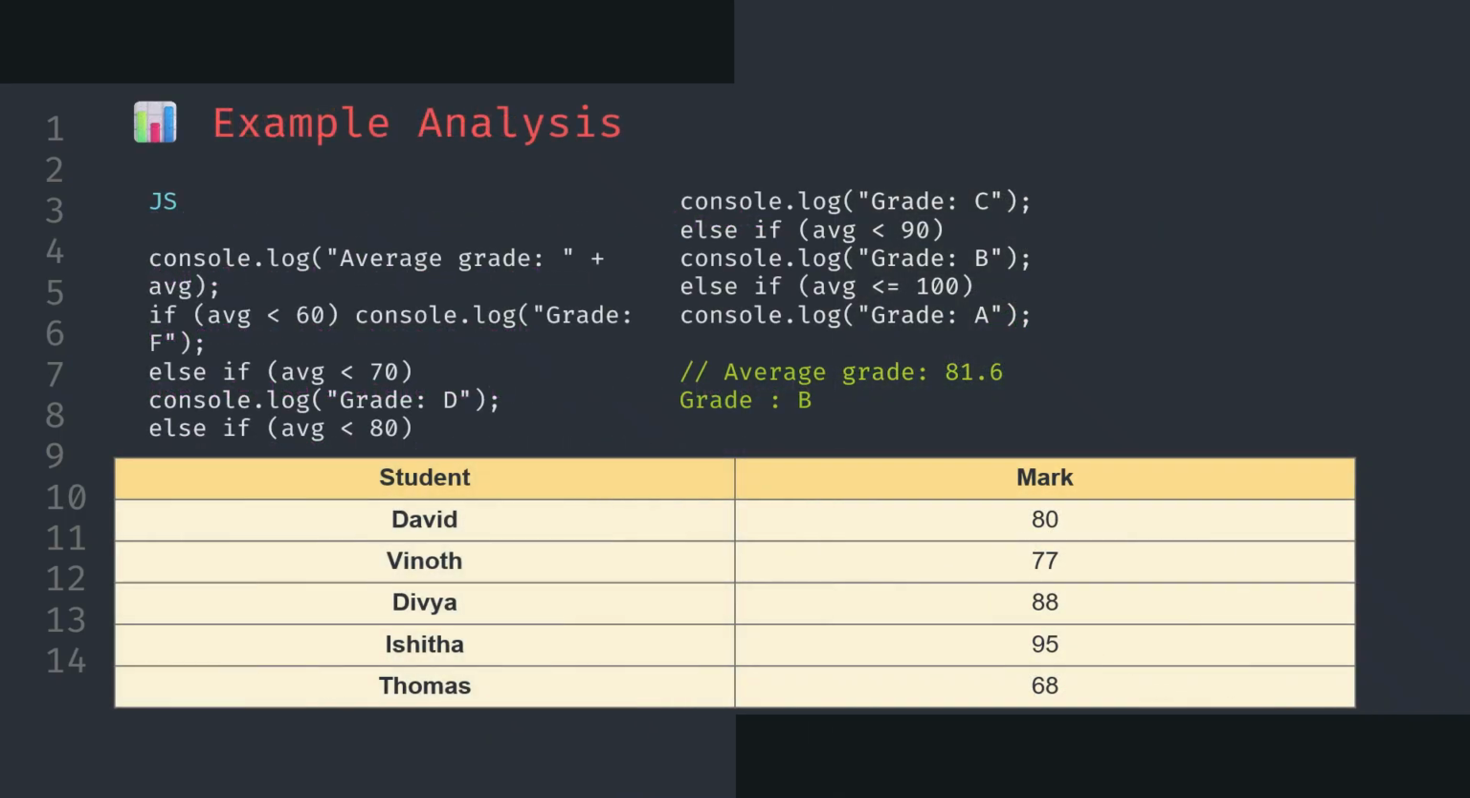For example, the marks are 80, 77, 88, 95, and 68. Their average is 81.6, which corresponds to grade B. This demonstrates how the program processes the data and assigns a grade.